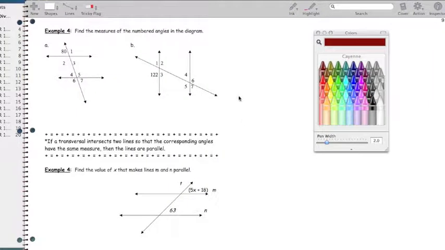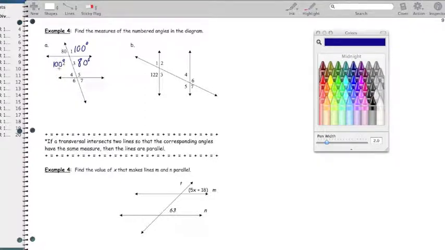Alright, example 4. Find the measures of the numbered angles in the diagram. So they're telling me that this is 80 degrees. There we go. This is 80 degrees. So 3 is going to be 80 degrees also because it's vertical. Then angle 1 and angle 3 are supplementary, so this is going to be 100 degrees. And angle 1 and angle 2 are vertical, so that's 100 degrees.